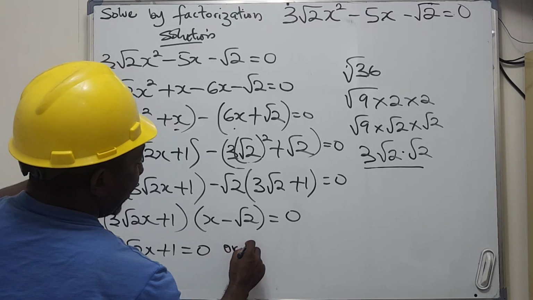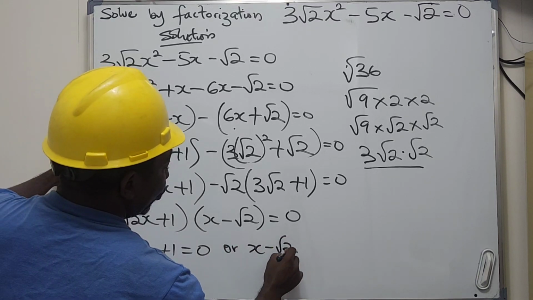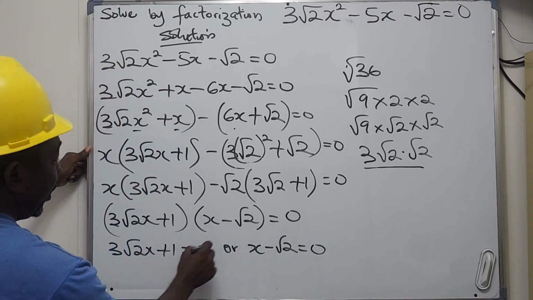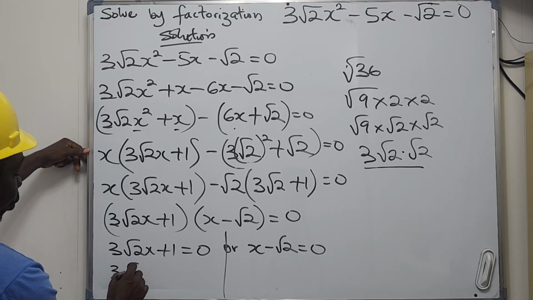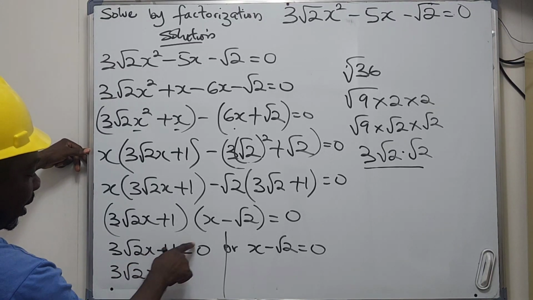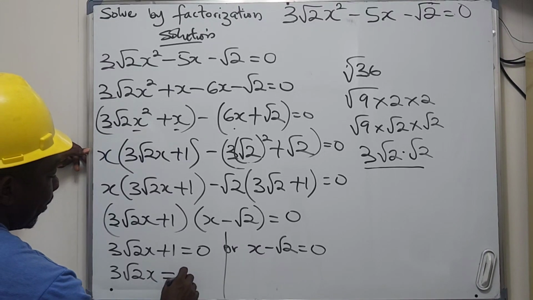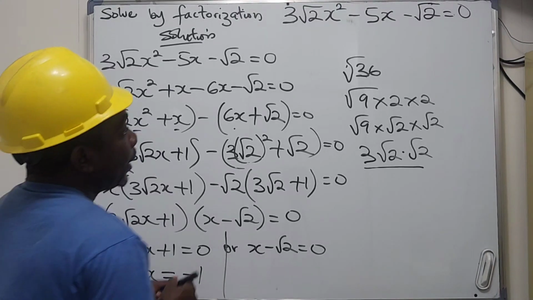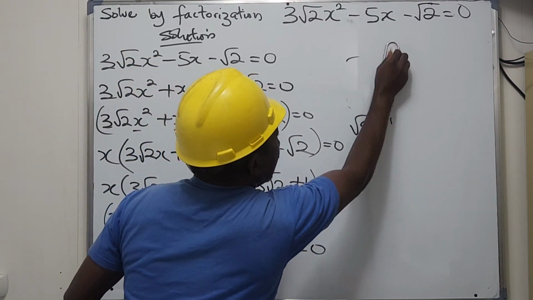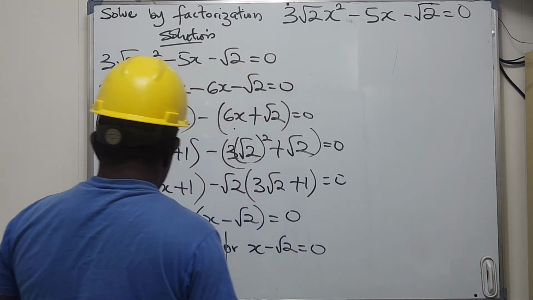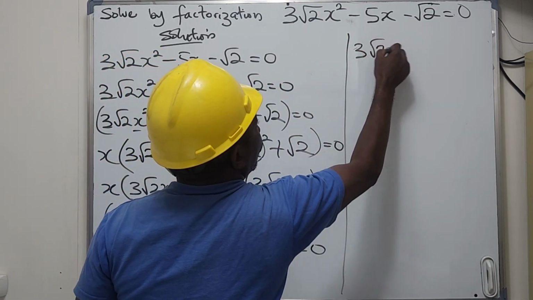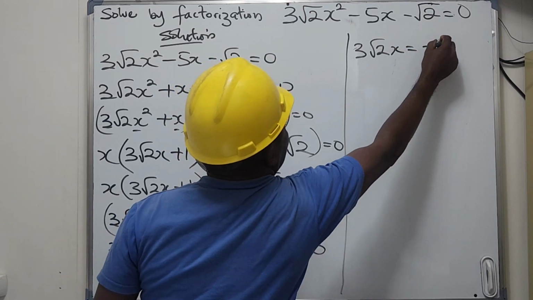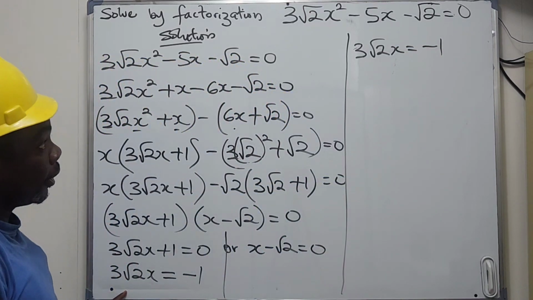Or we have x minus root 2 equals to 0. So taking this other side, this will become 3 root 2x. When this transposes into this other side, it becomes minus 1. So in that case, this can be written as 3 root 2x equals to minus 1. That is for this other side.